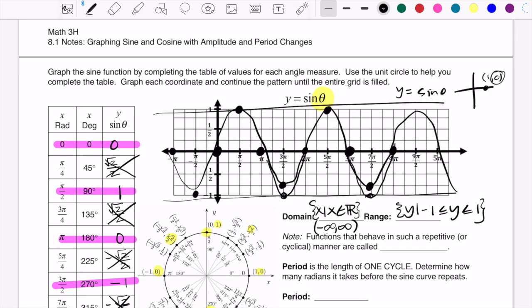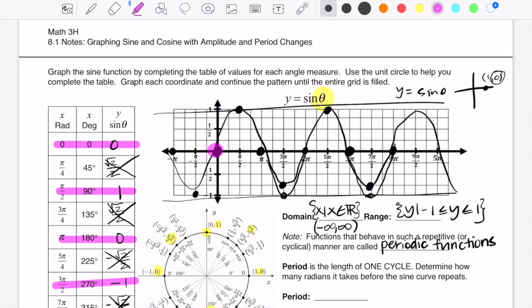Note functions that behave in such a repetitive pattern are called periodic functions. Okay, the period is the length of one cycle. So it says determine how many radians it takes for the sine curve to start repeating.